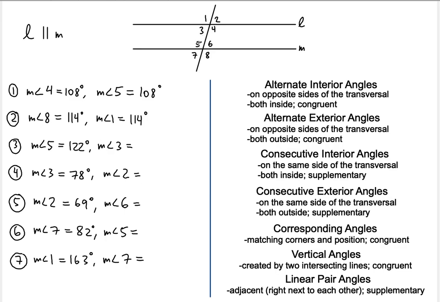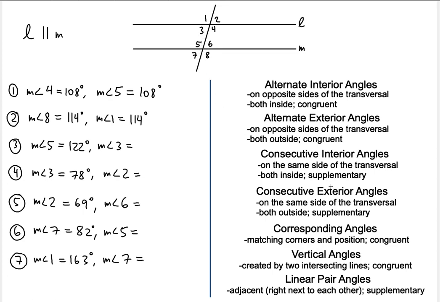They don't share any vertex, whereas with the linear pair angles, notice that when they're next to each other, they're sharing a vertex. But 3 and 5 don't share a vertex. That's a way to tell the difference between consecutive interior angles, because they're inside, and the linear pair. They don't share the vertex in the consecutive interior angle case. 3 has its own vertex, 5 has its own vertex. The linear pair, 5 and 6, share the same vertex.